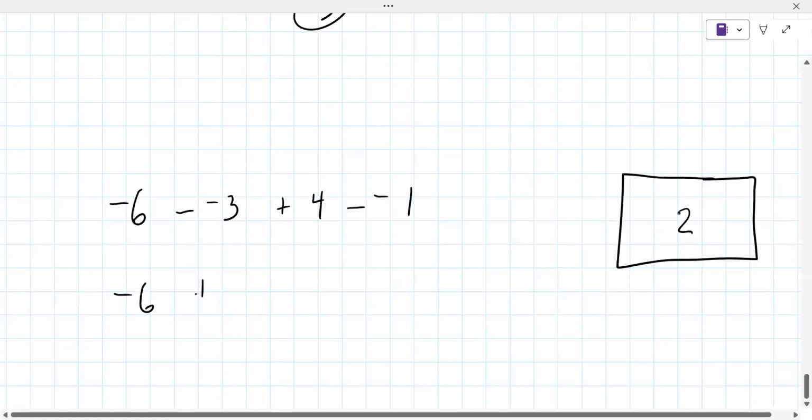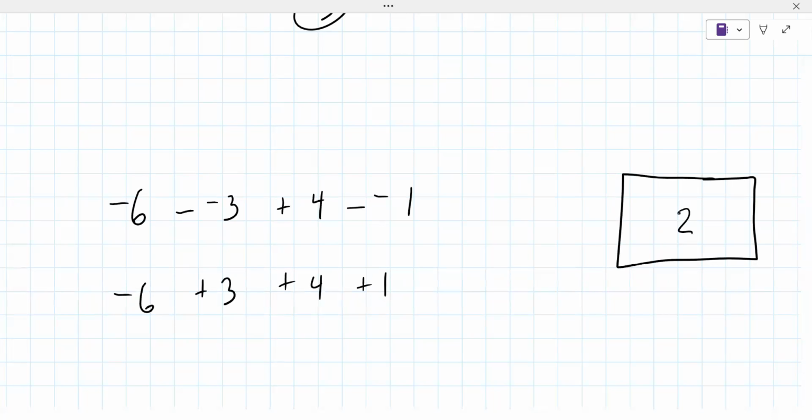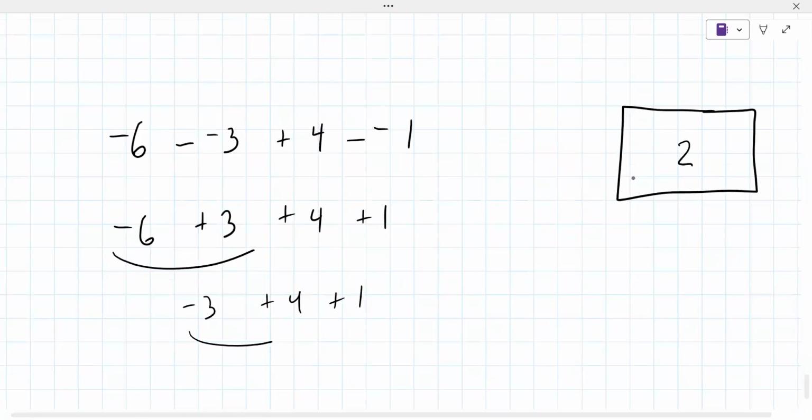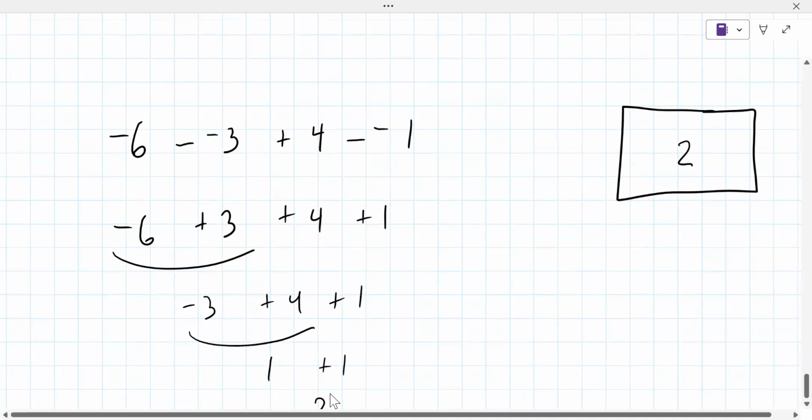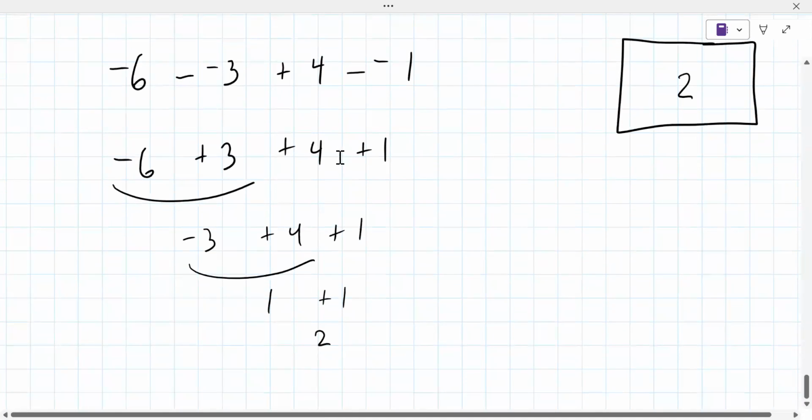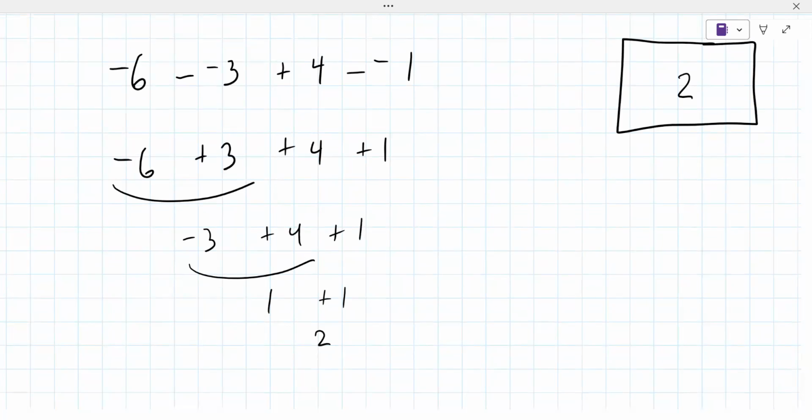So I have -6 plus 3 plus 4 plus 1. -6 plus 3 is -3, plus 4 is 1, plus 1 is 2. Good. Any questions on that? No. Let's try a couple more here.